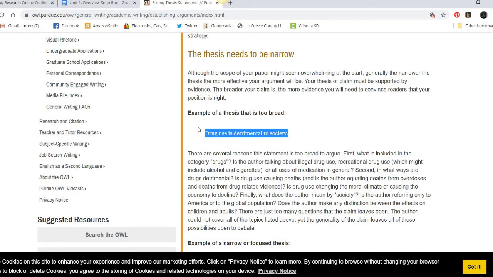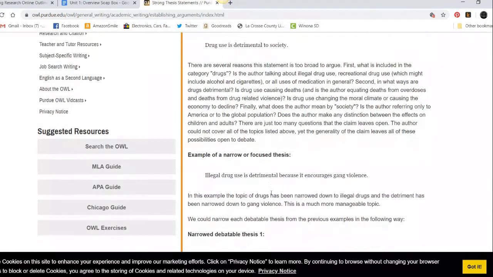Is drug use causing deaths? Is drug use changing the moral climate or causing the economy to decline? Finally, what does the author mean by society? Is the author referring only to America or to the global population? Does the author make any distinction between the effects on children and adults? So you see what I'm saying. This is debatable, but it's not narrow enough, just like the ones above.